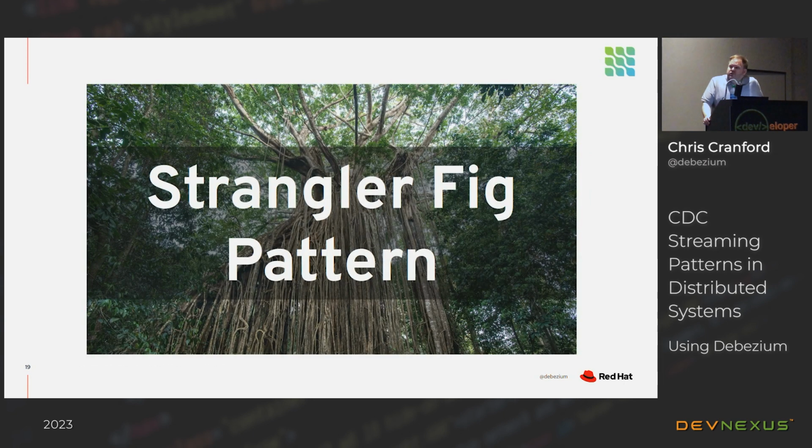The next pattern I want to talk to you guys about today is called the Strangler Fig pattern. How many people have heard of this pattern before? Okay, a few people. Cool.